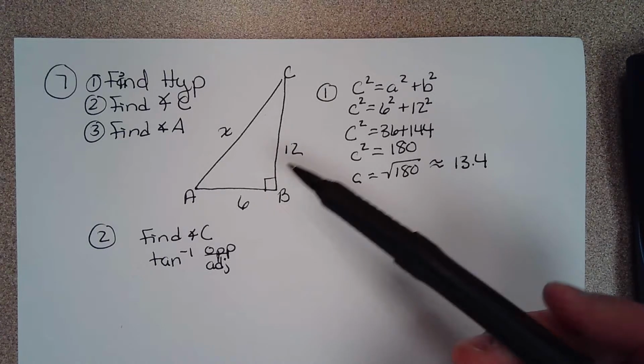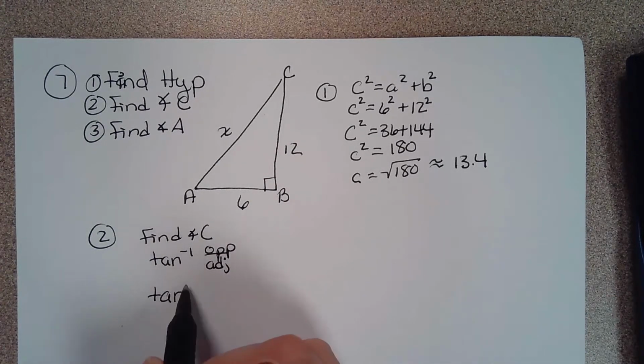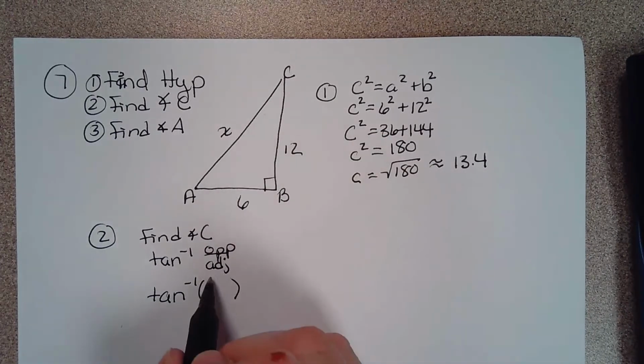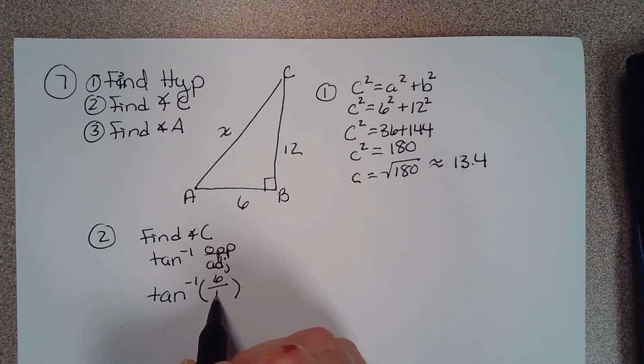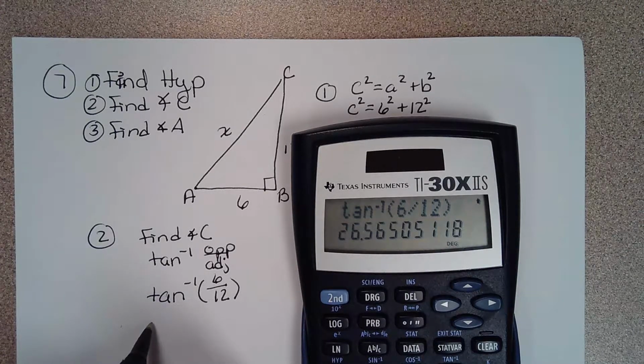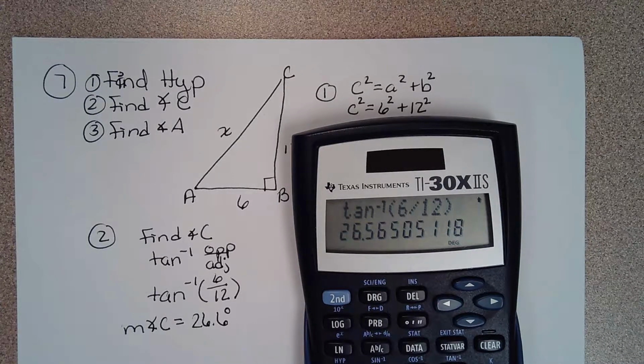So what we're going to do here is actually put this in as a ratio. So tan -1 is going to be times the opposite of C is 6, the adjacent is 12. So now we're going to plug this into our calculator. So we're going to do second tan, and I'm just going to put 6 divided by 12 in there. It will do the work for you. So that means that the measure of angle C is going to end up being 26.6 degrees. Remember, we're rounding it to the nearest tenth.